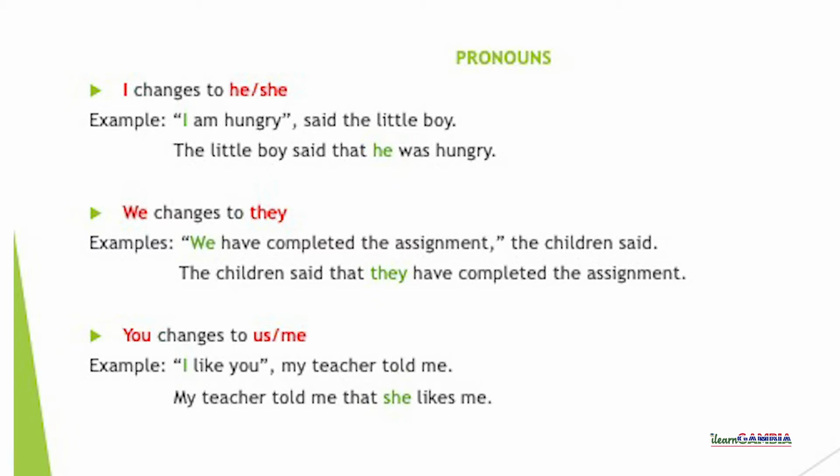Now, the pronoun we, that is the first person plural, also changes to the third person plural, okay? Good. So you can understand this connection. First person singular changes to the third person singular. First person plural changes to third person plural as well. Look at this example. We have completed the assignment, the children said, okay? So when we want to report that statement that the children said, that is, we have completed the assignment, then it should be the children said that they have completed the assignment, okay?